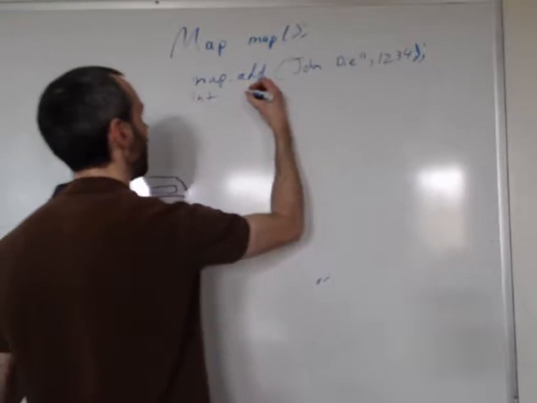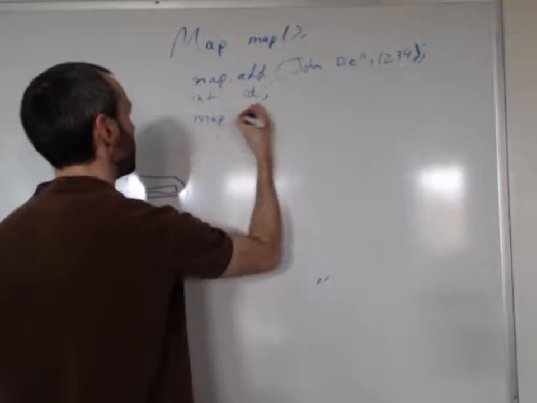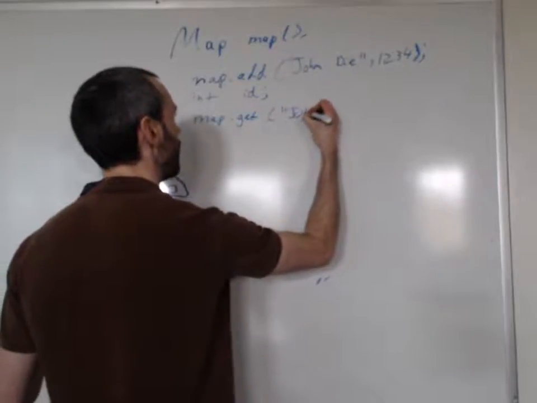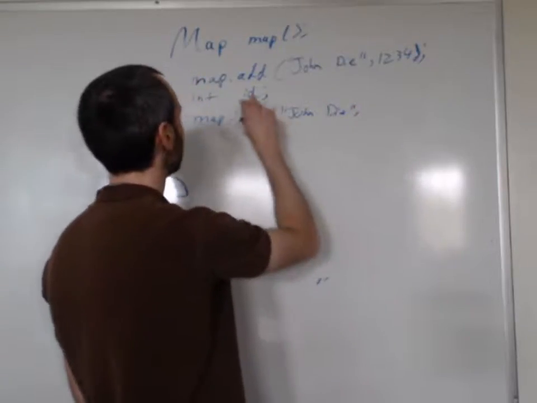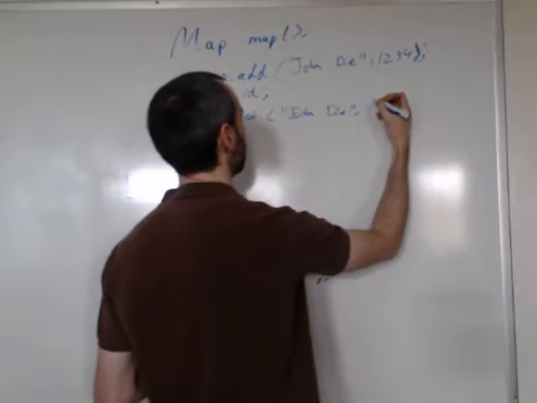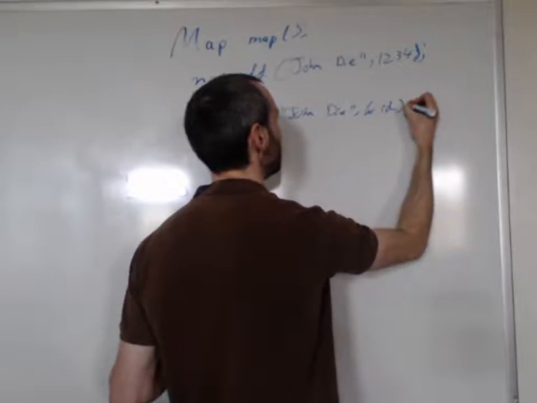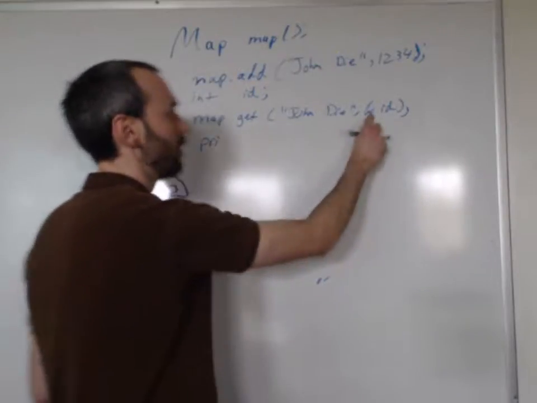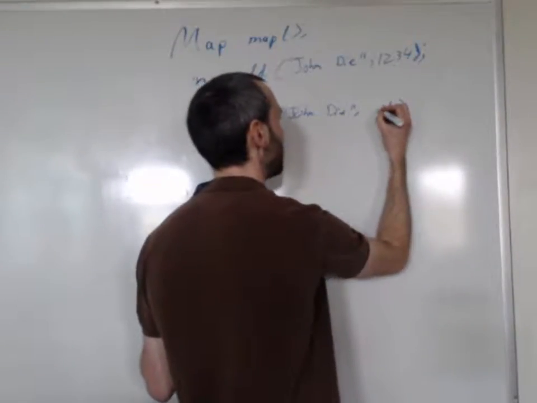Int ID, and then I do map.get John Doe, and let's see, ID, and then you put the pointer of ID. Wait, is that pointer or is that? Oh, that creates a reference to ID. I can't do the ampersand right now.